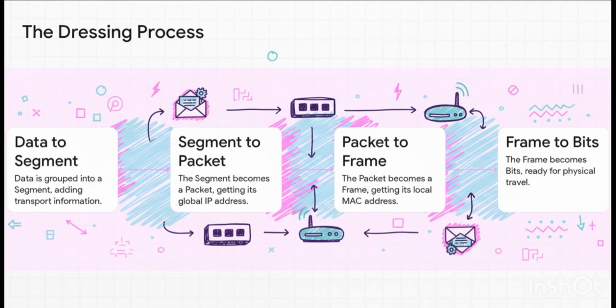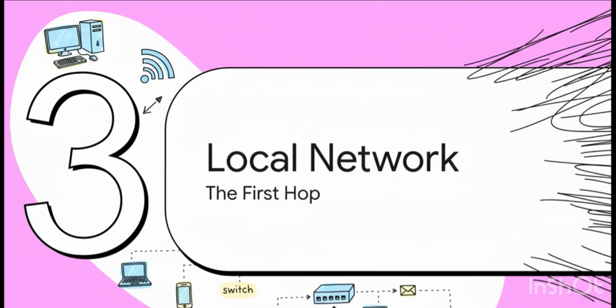Next, it becomes a packet, and this is a huge step. It gets its destination IP address. This is like the full global street address on an envelope. Then it gets wrapped in a frame, which adds the address for just the very next stop on its local network. And finally, the whole thing is converted into bits, the actual electrical signals or flashes of light that physically travel through the wires and cables. Our packet is all dressed up and ready to go.